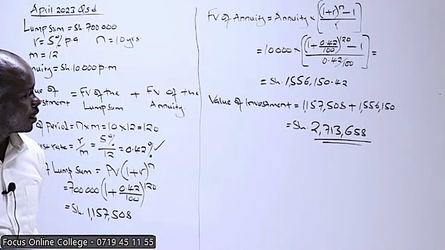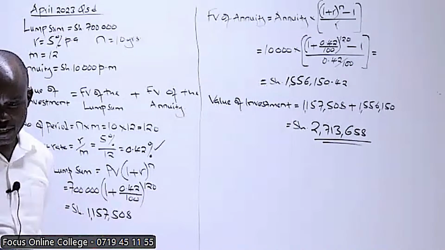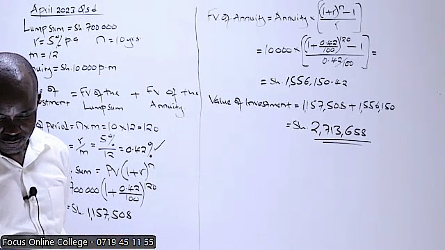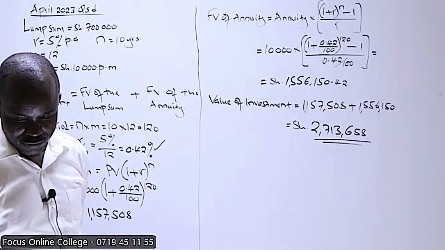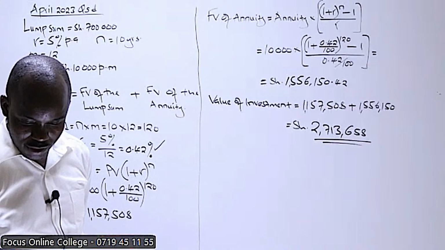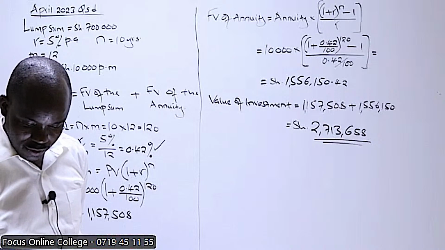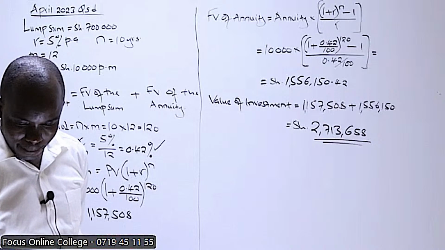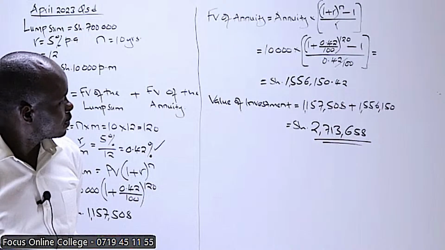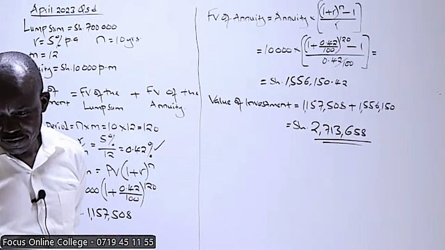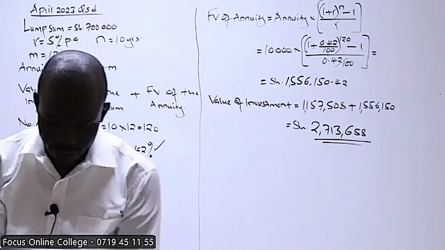Bernard, why is mine different from yours? Who is right, who is wrong? 1,157,508 plus 1,556,150. Okay, fine. Mine seems to be okay.